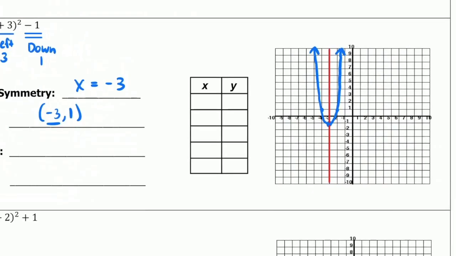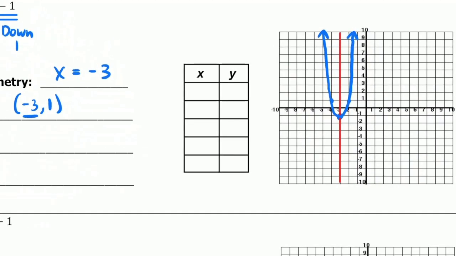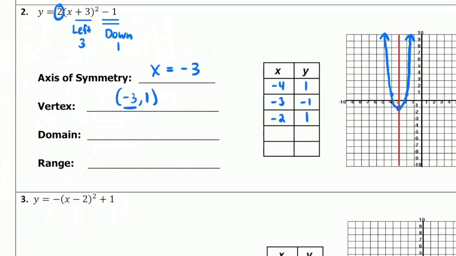Again, I can go ahead and put those points in there. So I'll say -4, comma 1, -3, comma -1, and then -2, comma 1, and then do my domain and my range. Again, domain for all parabolas is going to be -infinity to positive infinity. And then again, I have a minimum in this question. So my lowest point and my lowest y value is going to be at -1, and it's going to go up forever after that. So -1 to infinity.